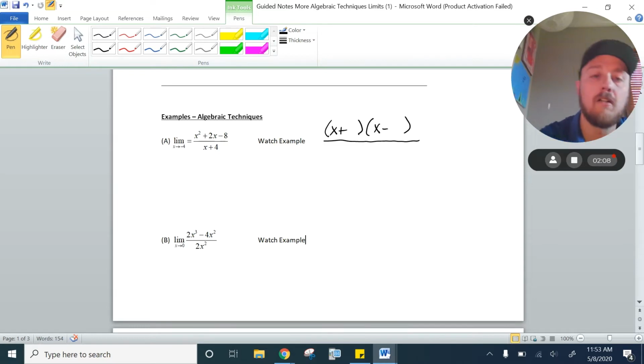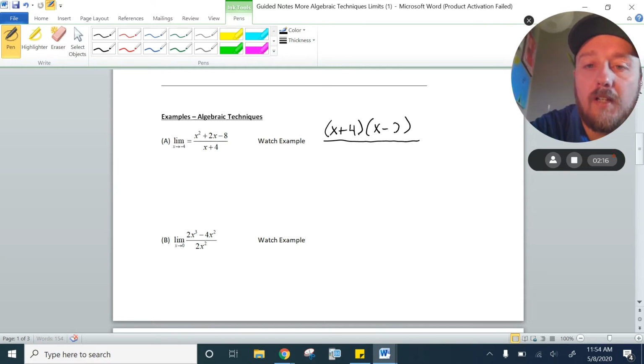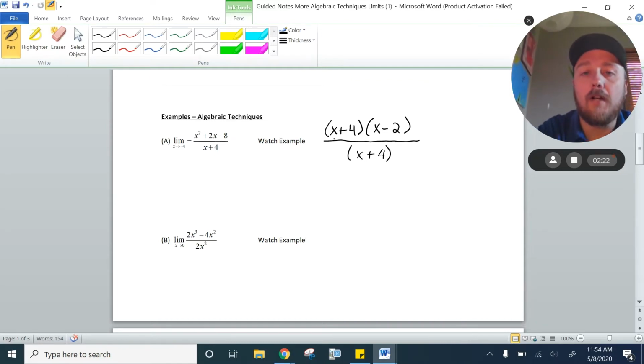And let's see, well, 4 and 2 could get us to 2. So we want that 2 to be positive. So I'm going to give the 4 the positive and the 2 the negative. Then I'm going to put our x plus 4 here. So x squared minus 2x plus 4x gives us plus 2x and -8. So we're good. Same exact equation, right?